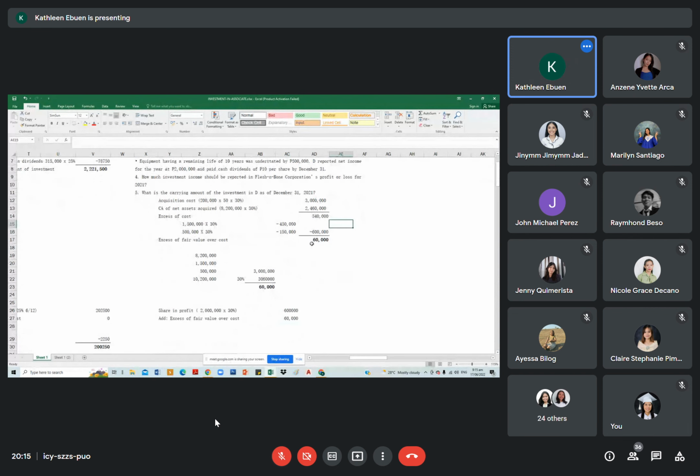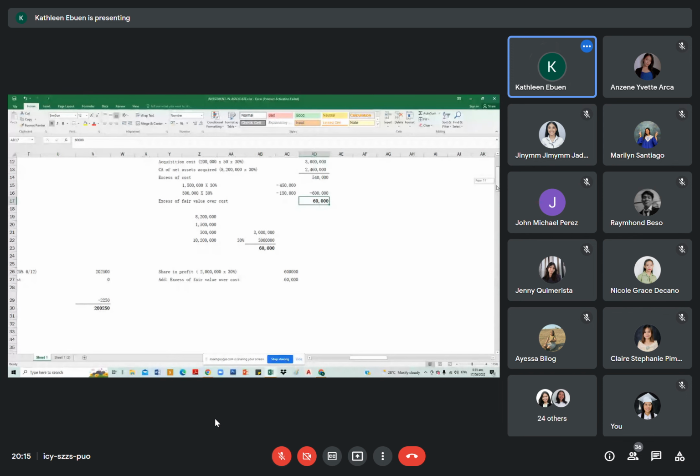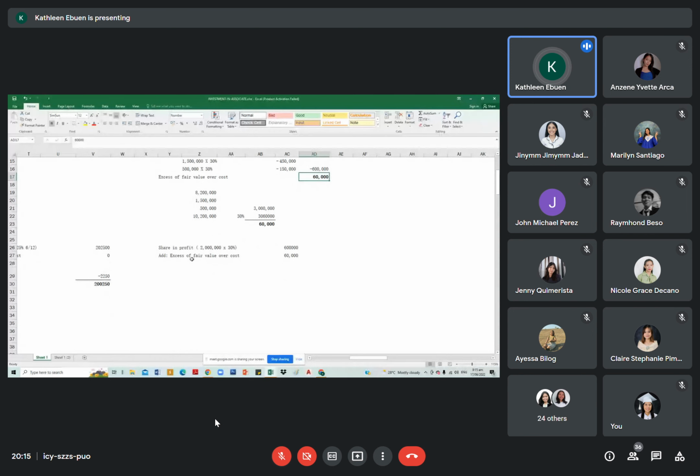Nakuha? Nakuha, class? So, i-apply nyo to dun sa practice problems ng investment in associate. So, add natin sa excess of fair value over cost. And then, yung amortization, ibawas natin. Amortization of undervalued asset of excess cost na lang.